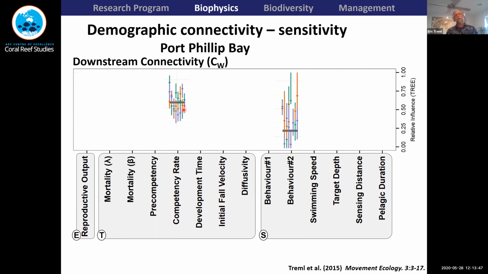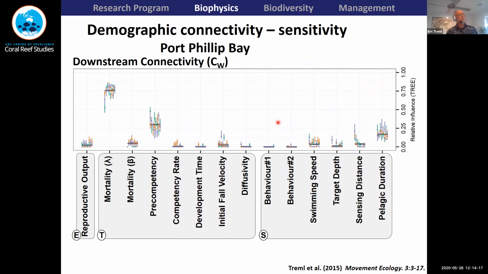So visually looking at this plot, for this parameter on the left, it doesn't matter where you're spawning or when you spawn, there is generally a very high influence of competency on the downstream connectivity. Whereas for this behavior 2 parameter, the influence of that parameter depends on where you spawn and when you're spawning. So the spatial temporal context is really important.